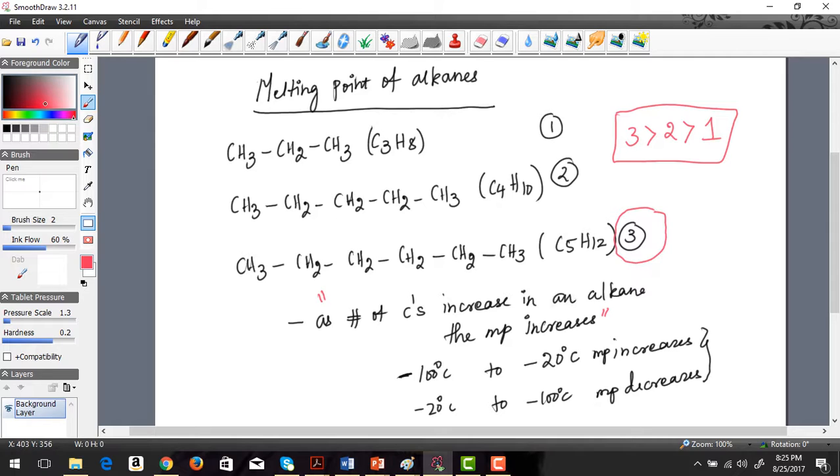But the rule of thumb here is, as the number of carbons increases in an alkane, the melting point increases. I'm going to come back with another video with a variation of what we just talked about for melting point of alkanes.